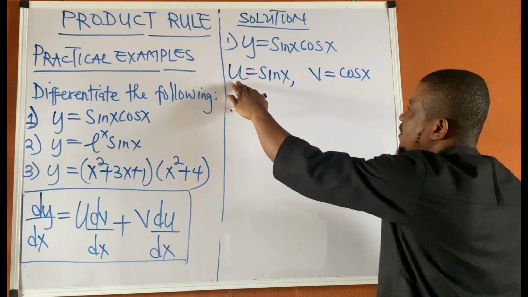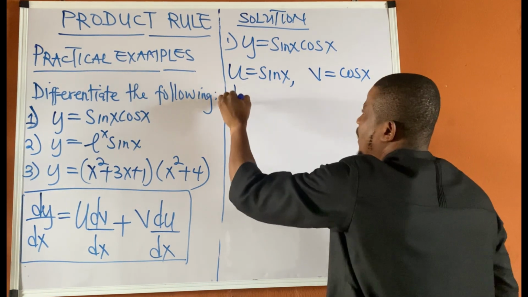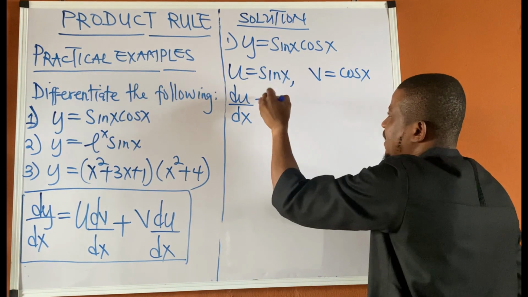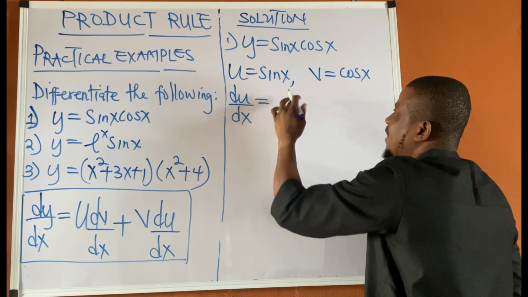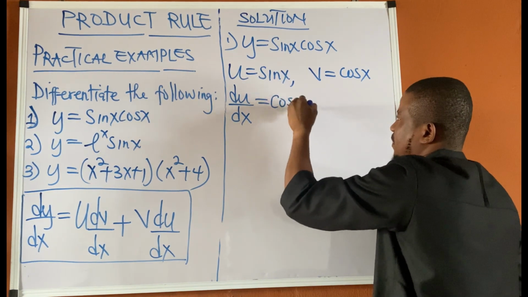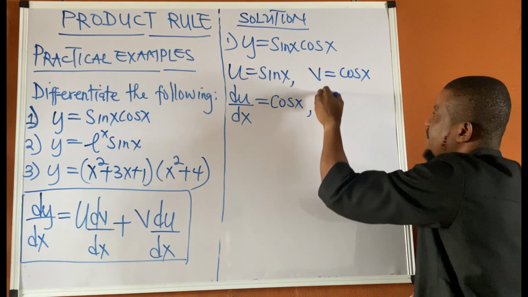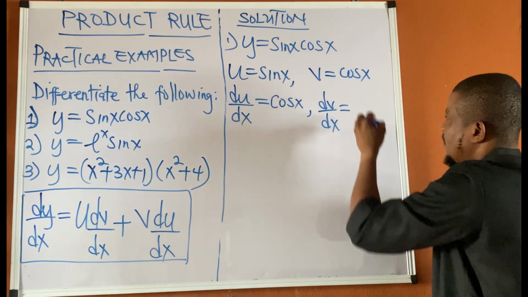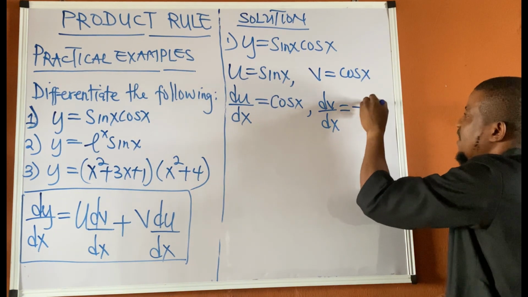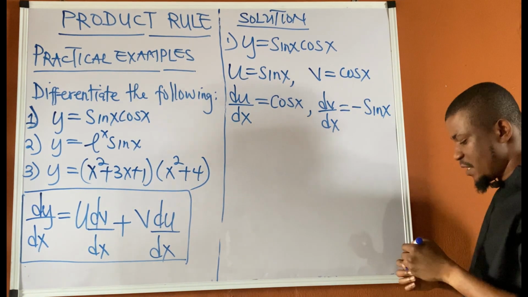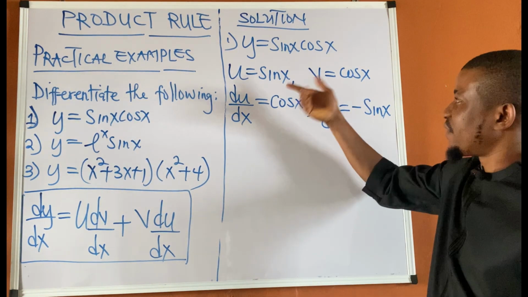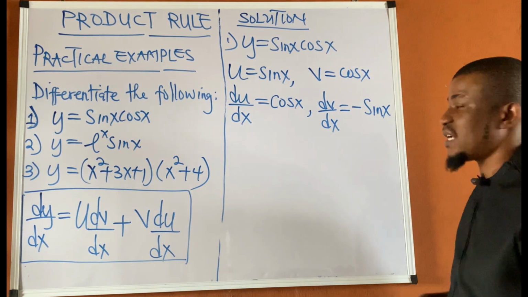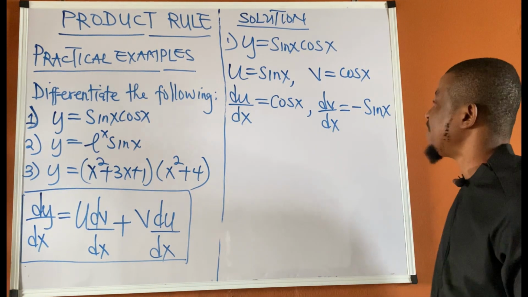Now the next thing is to differentiate u and also differentiate v. I will differentiate u with respect to x. When I differentiate sine x, I have cos x. And when I differentiate v with respect to x, it means I will differentiate cos x. If I differentiate cos x, I have negative sine x. Remember, the derivative of sine x is cos x, but the derivative of cos x is negative sine x.